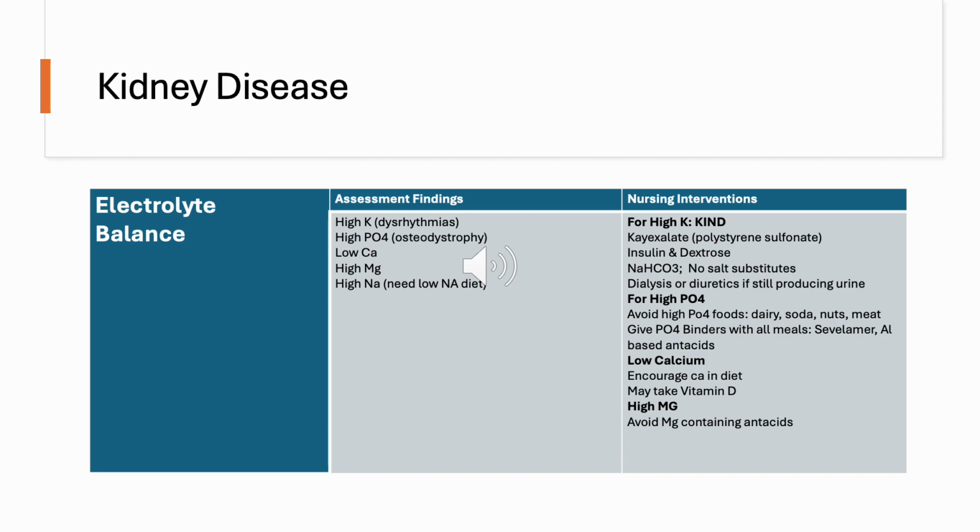For high phosphate, they're going to take phosphate binders with all meals, so Renvela, or aluminum-based antacids. And they need to avoid high phosphorus foods like dairy, soda, nuts, okay? Low calcium, encourage calcium in the diet. They may take vitamin D3, that will help with the calcium absorption. And then for high magnesium, avoid giving magnesium-containing antacids such as Milk of Magnesia.